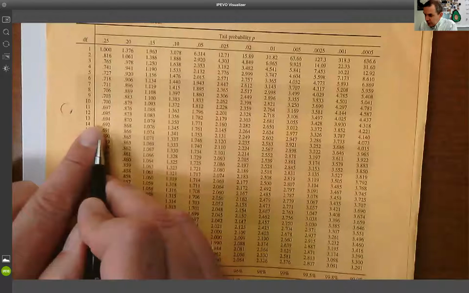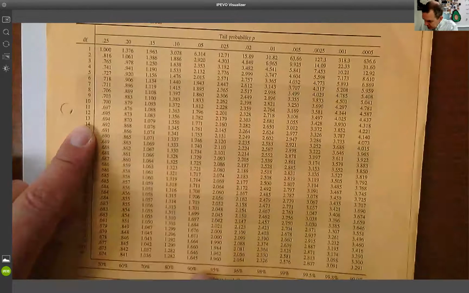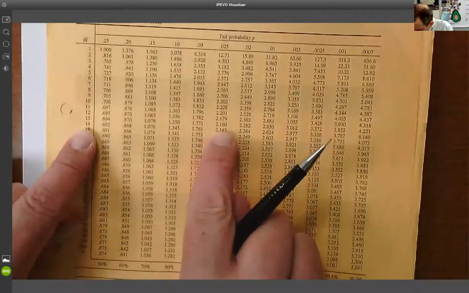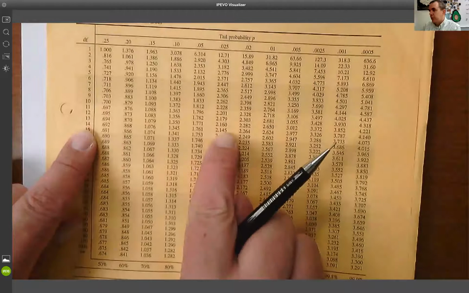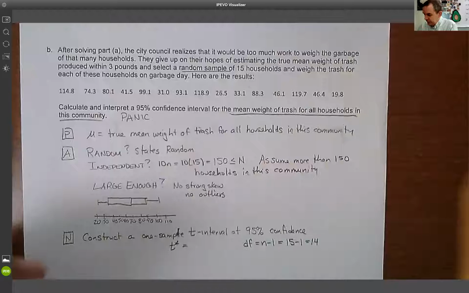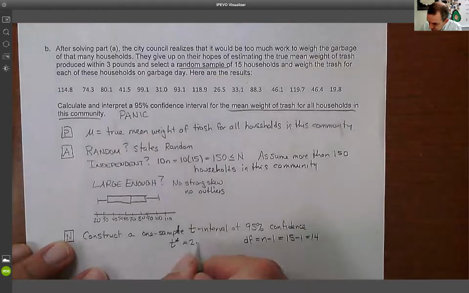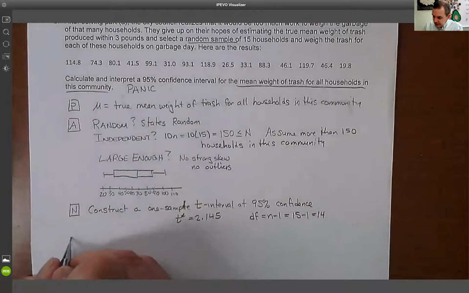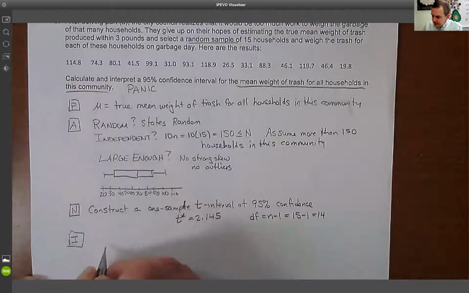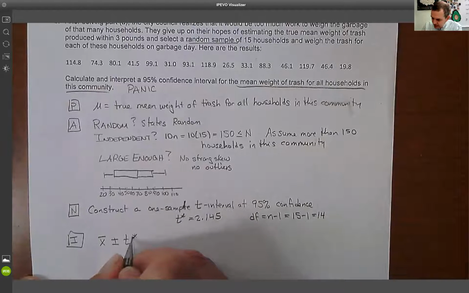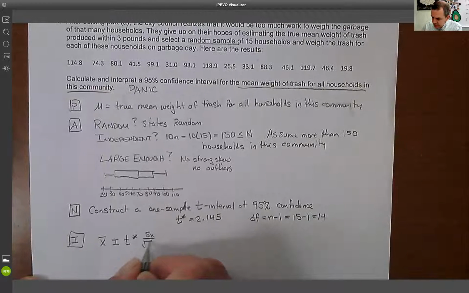I'm going to go to the 14 row and the 95% column. As I come across, I find that number is 2.145. That's my T star value. So my T star is 2.145. Now I need to fill in this value right here: x bar plus or minus T star Sx over the square root of n.